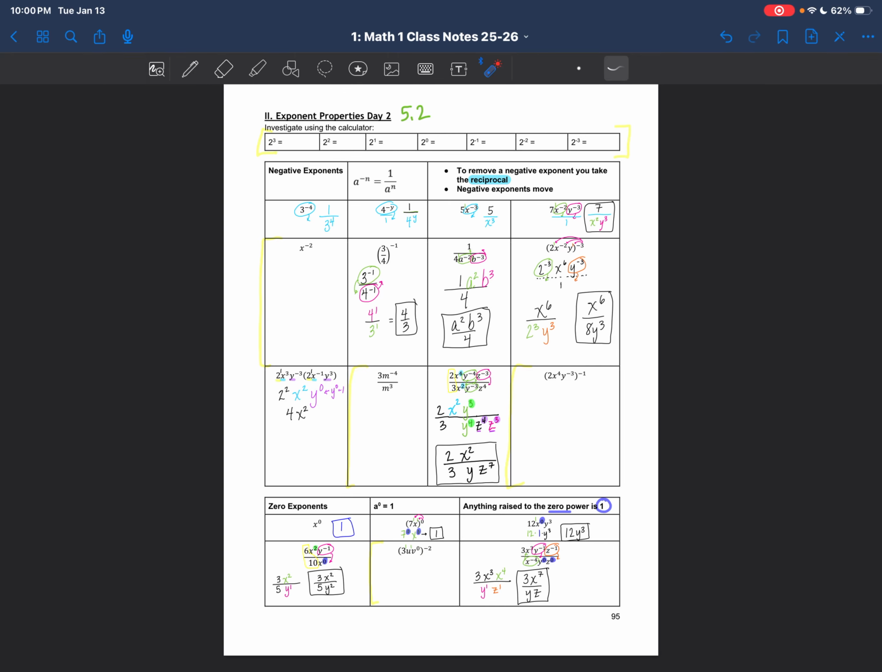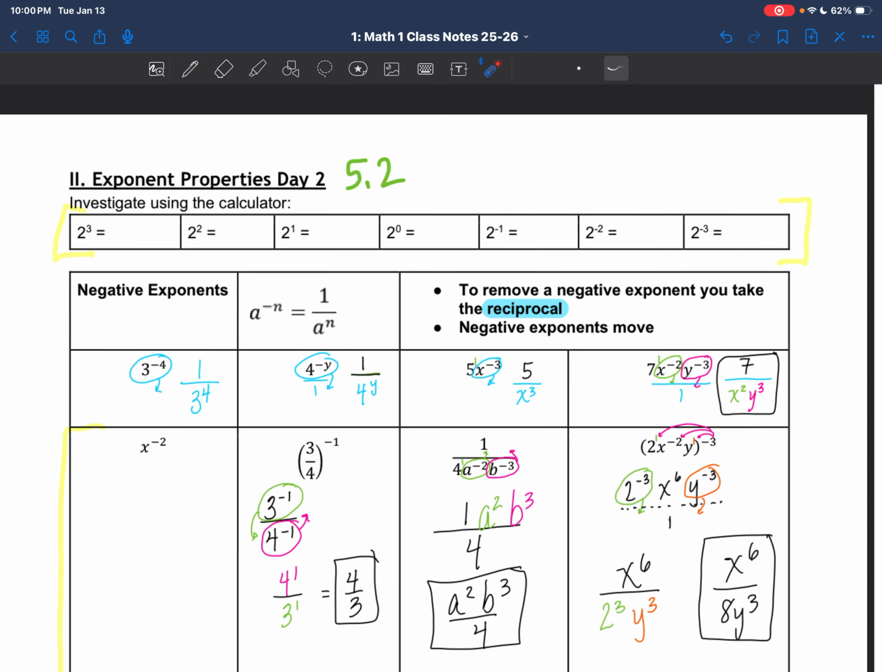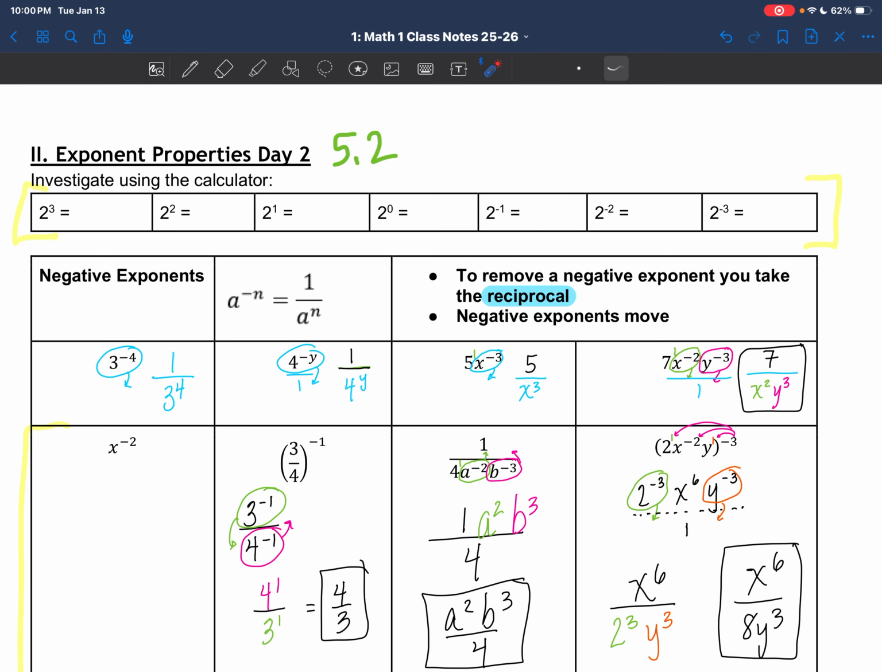Alright, we're going to continue talking about exponent properties. So first off, what I want you to do is get your calculator and enter each one of these in, and then write your answer. Now you might get a decimal. I want you to write it as a fraction, especially for some of these, so you don't do any decimals, do only fractions, and you're going to start to see a pattern happening.